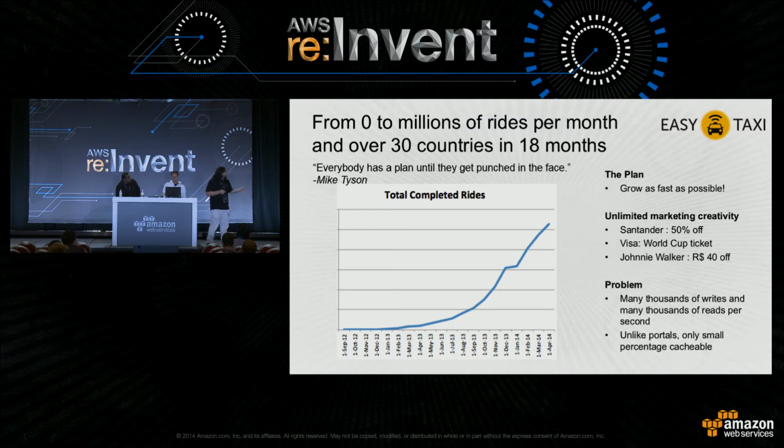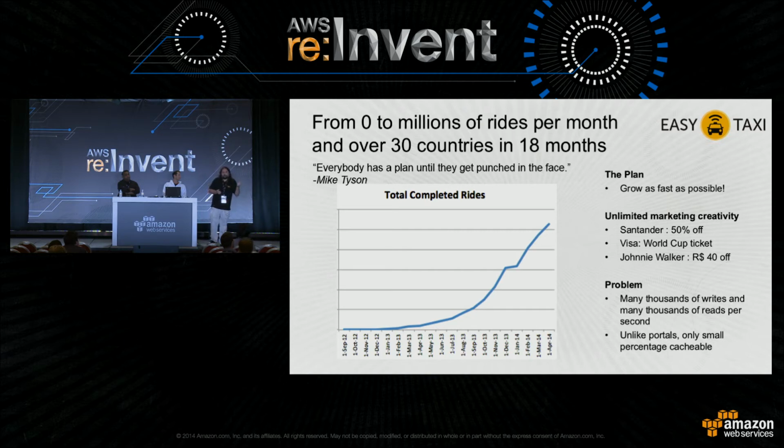And another one was Johnnie Walker. We didn't even have the voucher yet, and they said, oh, we closed the deal, and if you go to Johnnie Walker's site, you get a code, and you get 40% off. We didn't even have the coupon code implemented. Again, we had to implement the coupon code and the sale.